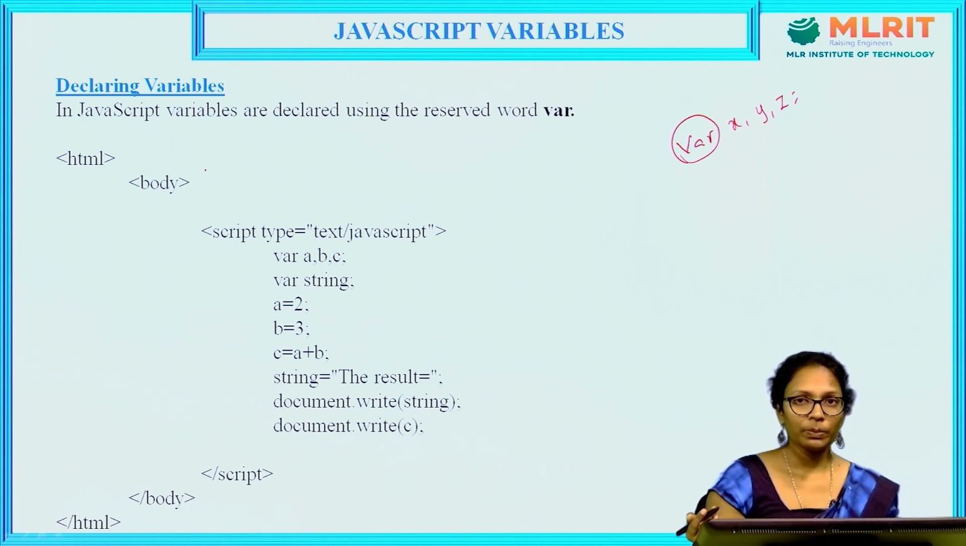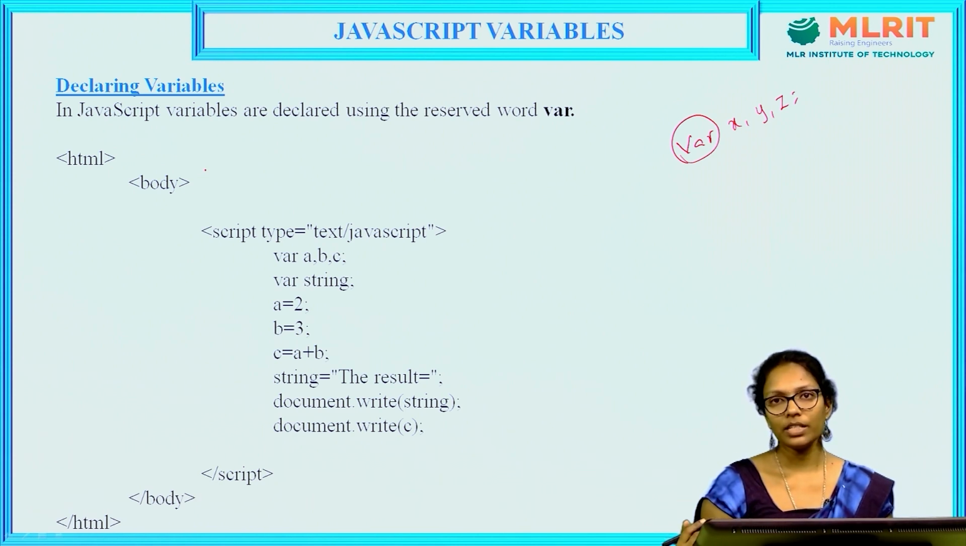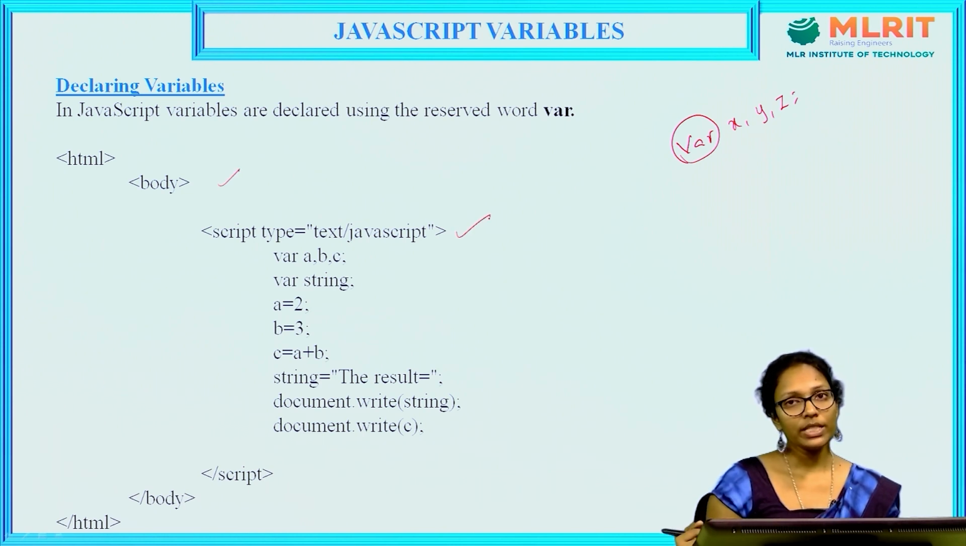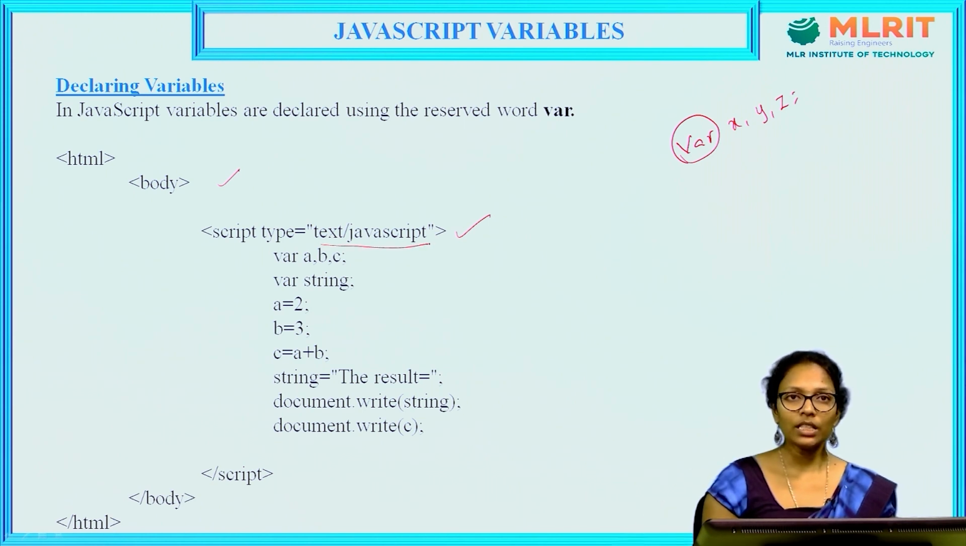In the previous video we have seen how to include the script code in your HTML code. Either in the head part or body part you can write the script tag. In the body part I am writing the script tag. What is the syntax for the script tag? script type is equal to text/javascript.